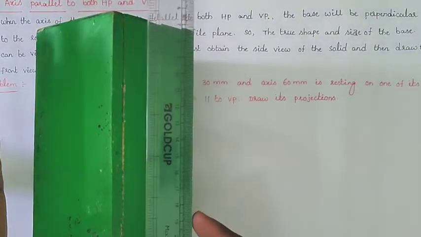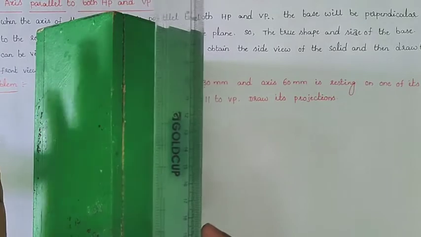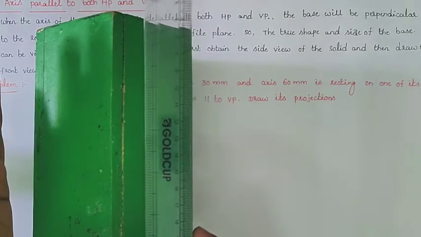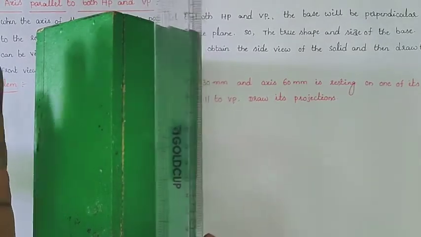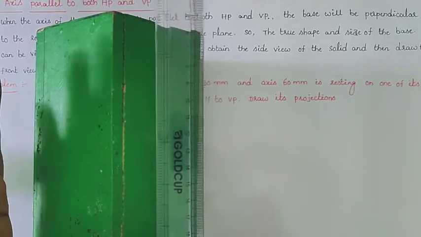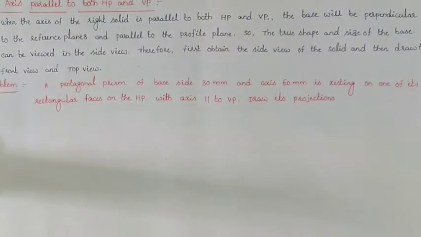So in this condition, in this position, the side view shows the true shape and size of the base. So we will draw the base of that view as the side view. After drawing the side view, we will draw the front view and the top view of our diagram.